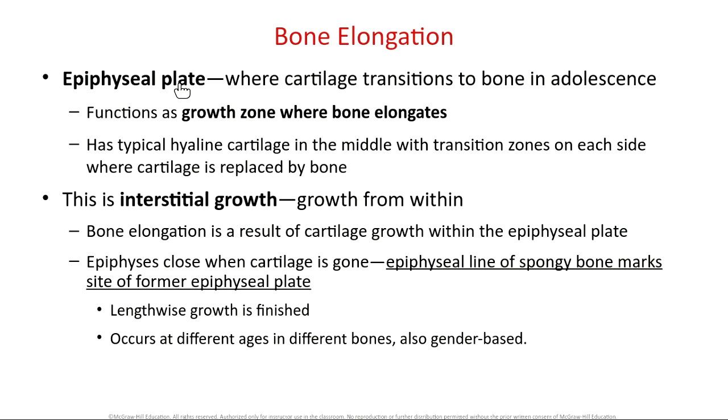So at the epiphyseal plate, there's something called interstitial growth. Interstitial growth just means growth from within, and that's the kind of growth happening at the epiphyseal plate. Cartilage at the epiphyseal plate is converted to bone throughout childhood and adolescence, and this is how the bone elongates. Again, a lot of this is repetitive. I probably need to change this lecture to take some of this out because it's just saying what I've already said.